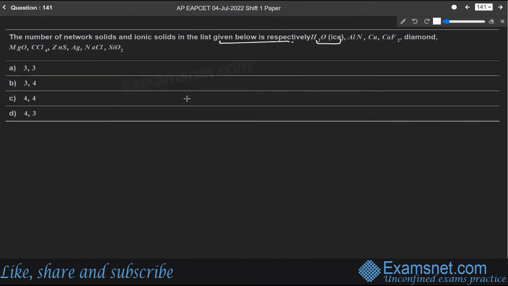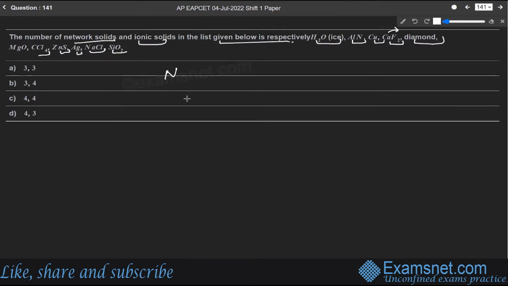H2 they have given us, Al, copper, CaF2 fluorspar, this is an ore. Diamond, MgO, CCl4, ZnS, Ag, NaCl, SiO2. So these compounds are given, and we are asked how many are network solids and how many are ionic solids. This you have to learn basically.